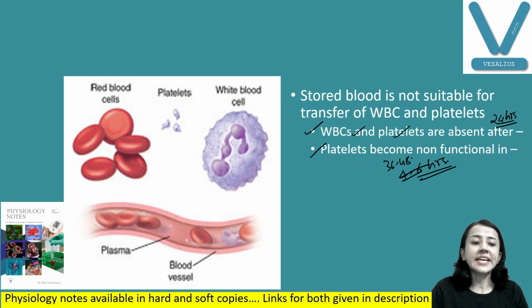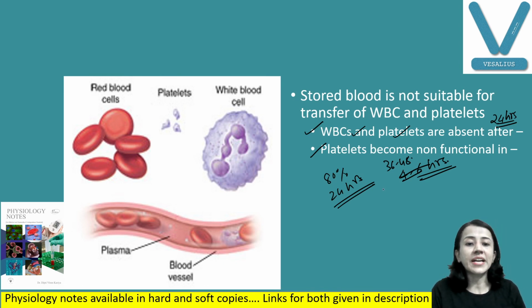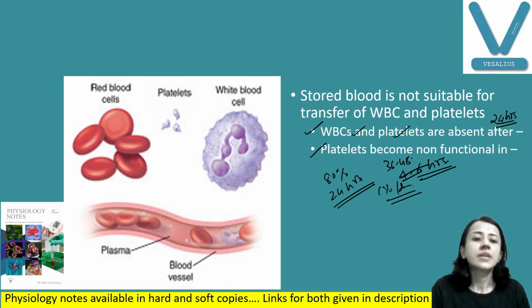80% of the RBCs survive for 24 hours, and then the surviving cells are destroyed at a rate of 1% per day. So RBCs are also destroyed gradually after the transfusion of blood. So this is all about blood transfusion, blood storage, and some important aspects related to it.